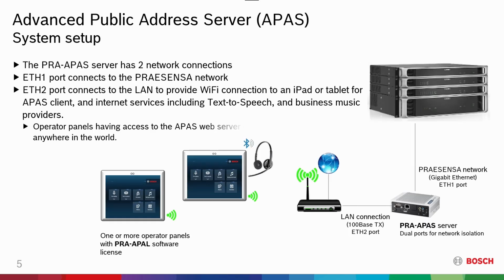If we look at the diagram here, we can see the 2 network connections in action. On the bottom right, we can see our APAS server. Above it, we can see our PRAESENSA network. And then to the left, we can see the router, which provides a Wi-Fi link to our iPad for controlling the APAS device, or provides also links to the internet for internet services that we want to use within APAS.